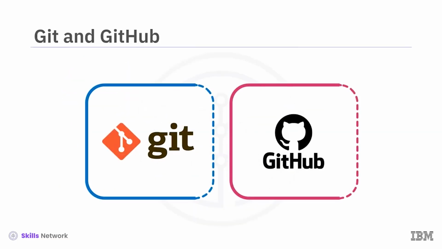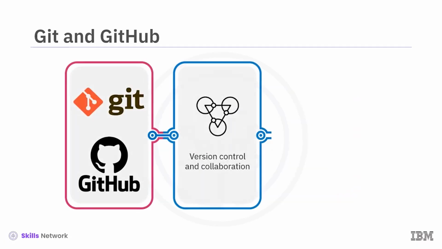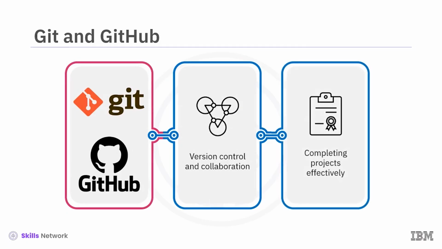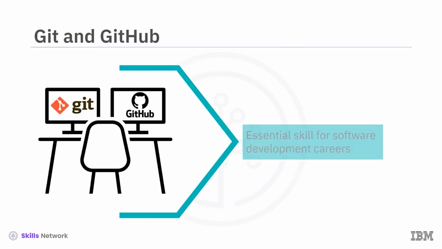Welcome to this introductory course on Git and GitHub. Git and GitHub are widely used in the industry for version control and collaborative software development. Version control and collaboration software are crucial for completing software development projects effectively. Employers expect skills in Git and GitHub for software development careers.